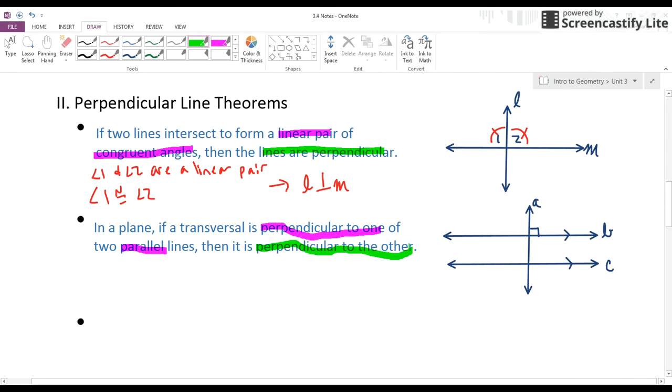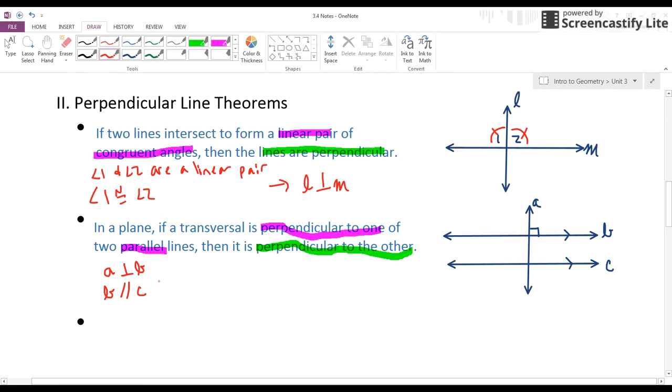Okay, so let's take a look at the diagram and you can see what I'm talking about here. So this is what you'd have to be given right here. We need to be given two things: that the transversal A is perpendicular to one of those parallel lines. So A is perpendicular to B here by definition because we see that right angle at that intersection. And we also need to know that B is parallel to C.